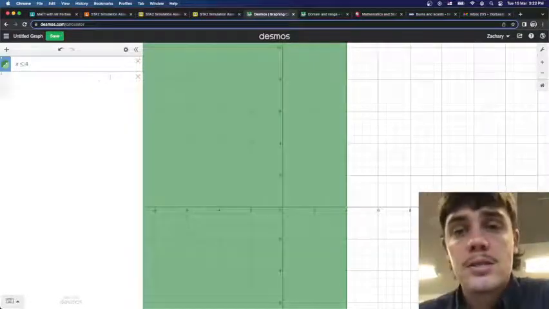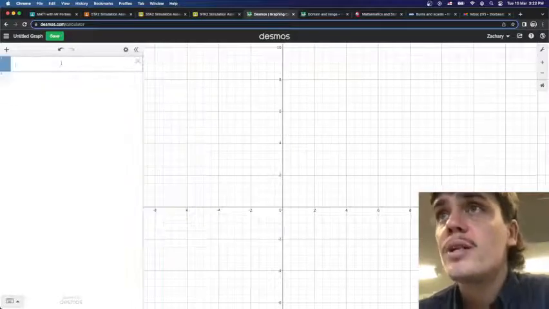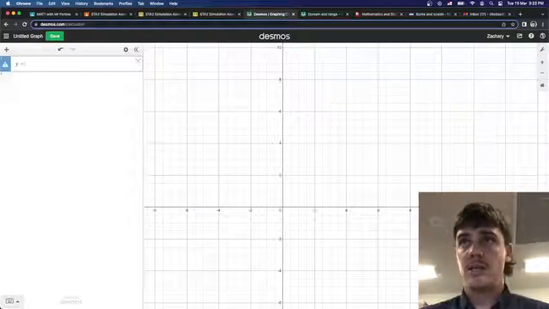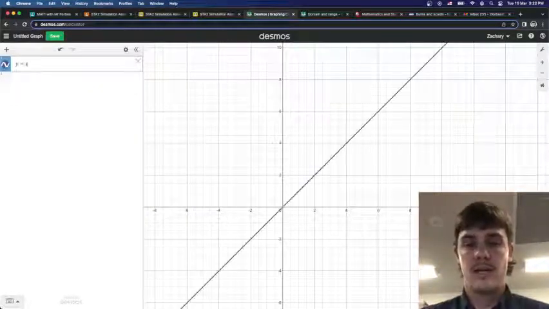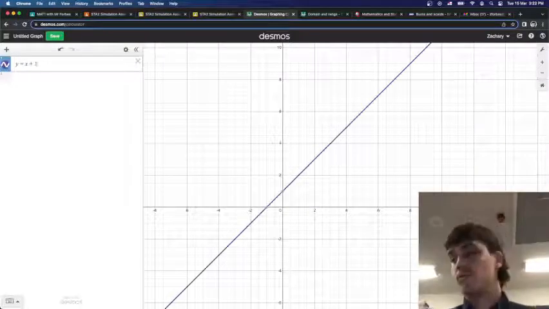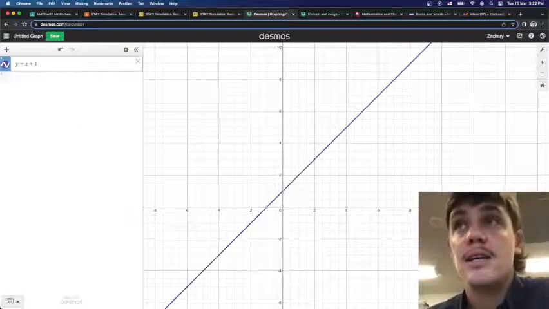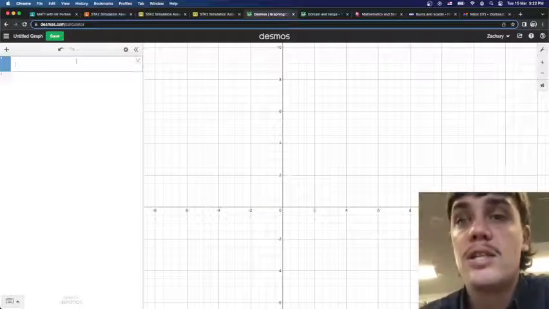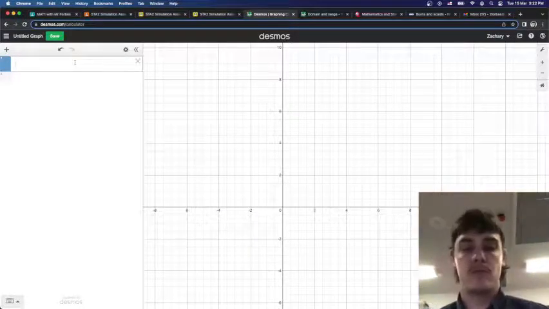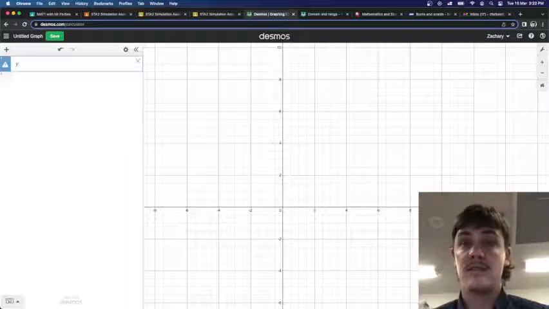Now, something else: y is equal to x plus 1. These are linear lines. We've looked at inequalities, and I'm going to bring it back once I show you a few more things. If we want to have horizontal lines, y equals any value, you can add in a slider.